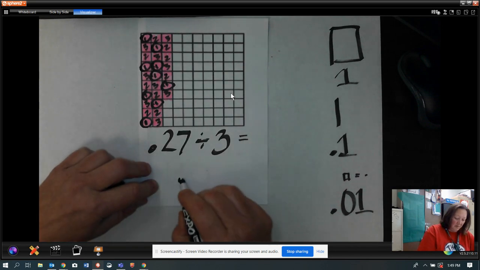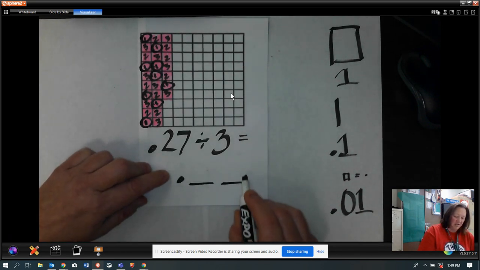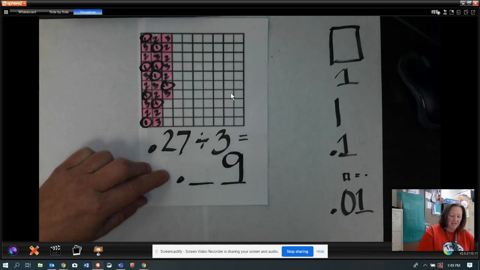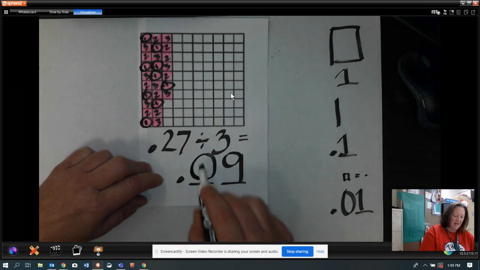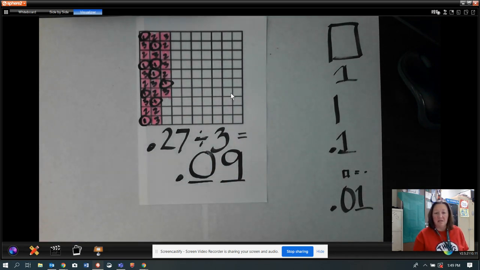So here's my decimal point. There's my tenths. There's my hundredths. I know they have 9 in each. And again, I need that placeholder to move me out to the hundredths place. So 27 hundredths divided by 3 equals 9 hundredths.